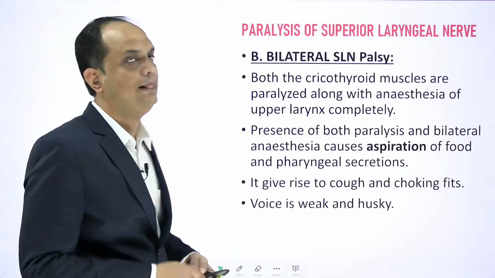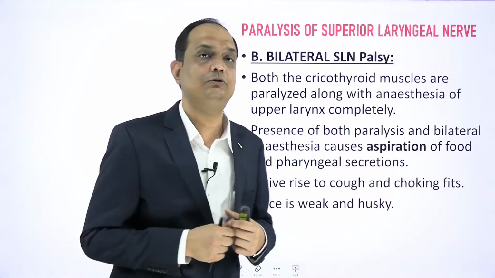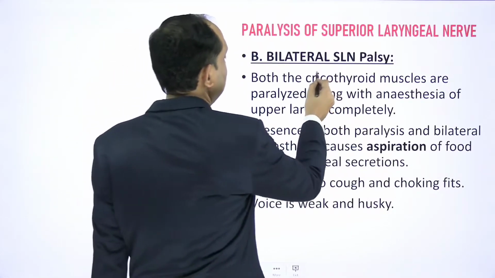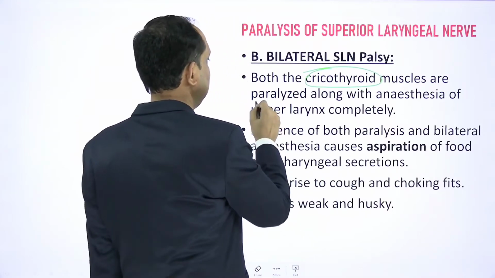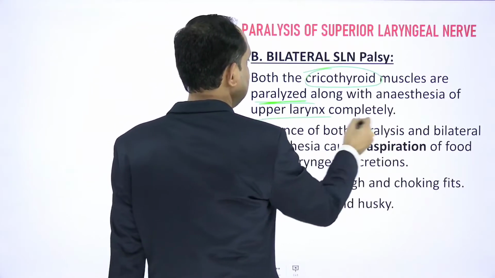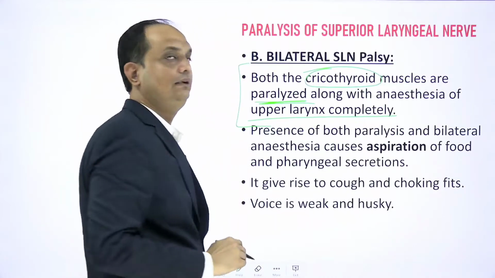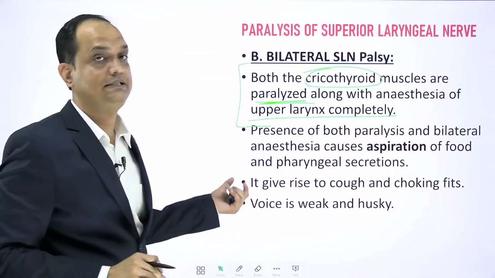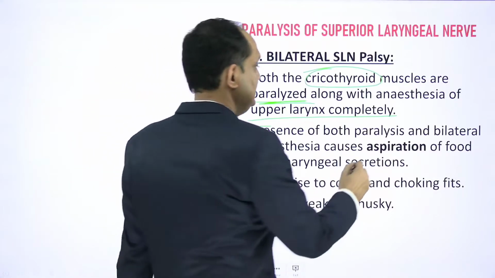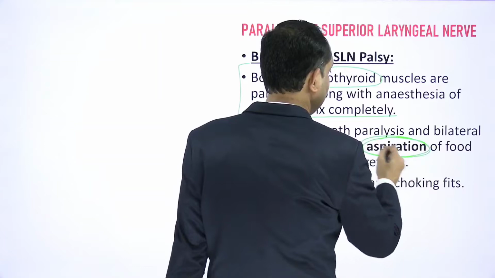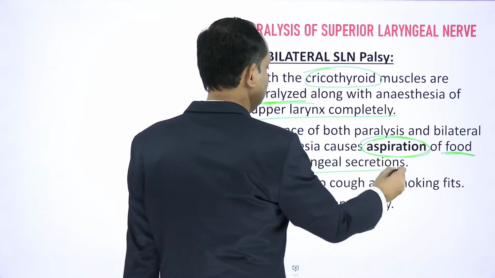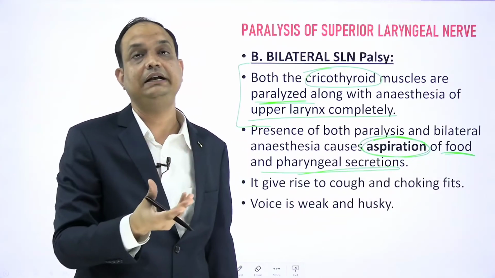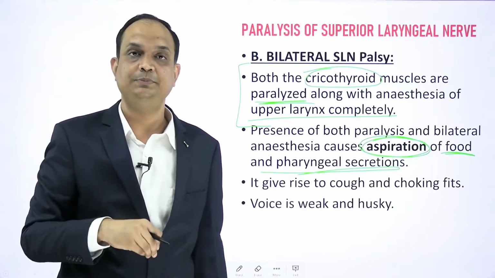Now what will happen if the superior laryngeal nerve is paralyzed on both sides? When there is a bilateral paralysis, the bilateral cricothyroid muscles are paralyzed along with complete anesthesia of the upper larynx. The presence of both paralysis and bilateral anesthesia of the upper part of the larynx leads to aspiration of food as well as the secretions of the pharynx. So whatever food the patient is eating, whatever secretions are collecting in the pharynx, the patient will aspirate.